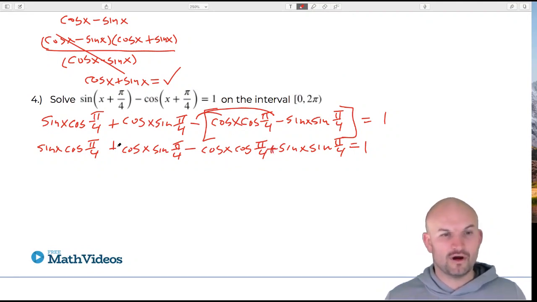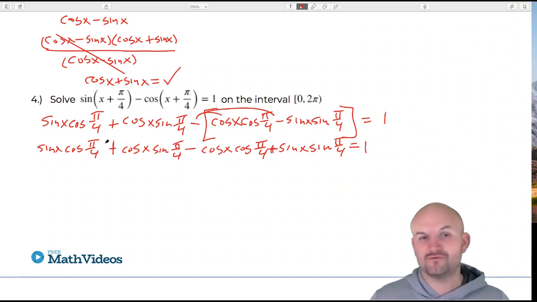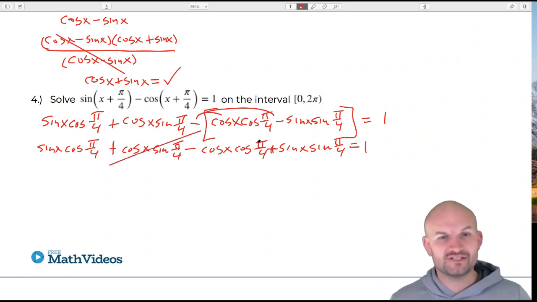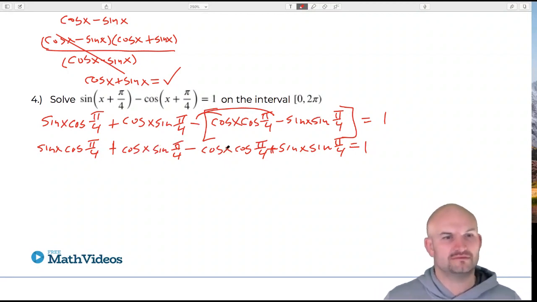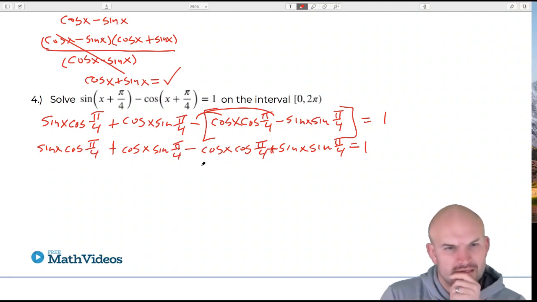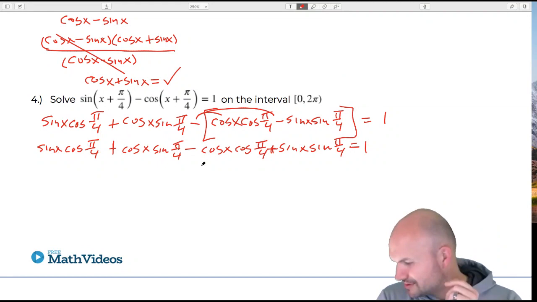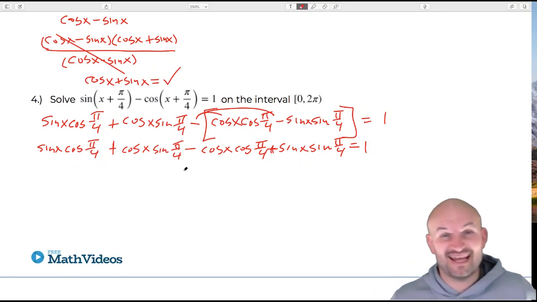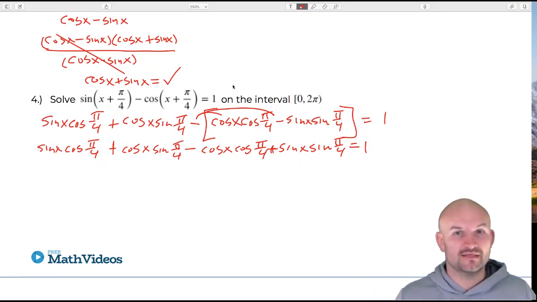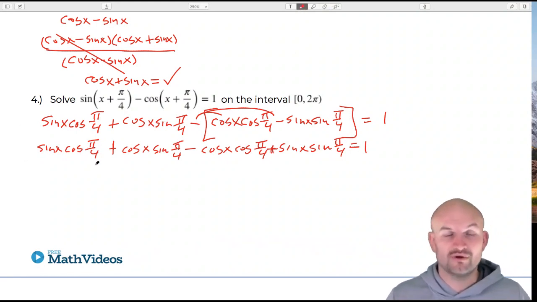Then what we want to do is look for any terms that are exactly the same where one is negative and one is positive. Let's see, that's a negative cosine. That's a plus, that's a minus. Where are my terms that divide out? Oh, okay, so nothing divided out. So what I'm going to need to do now is evaluate them. Cosine of pi over 4 is square root of 2 over 2, and sine of pi over 4 is square root of 2 over 2.